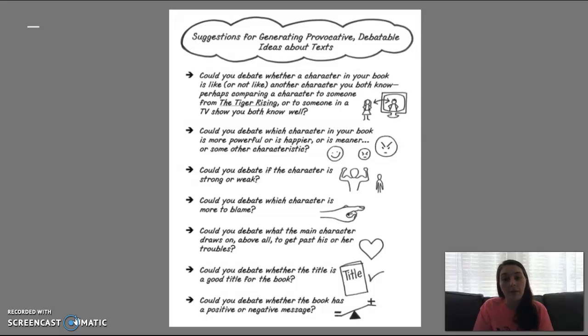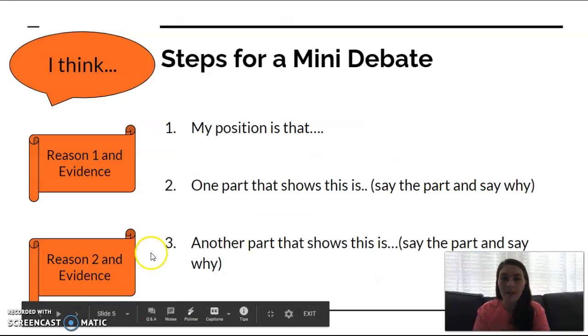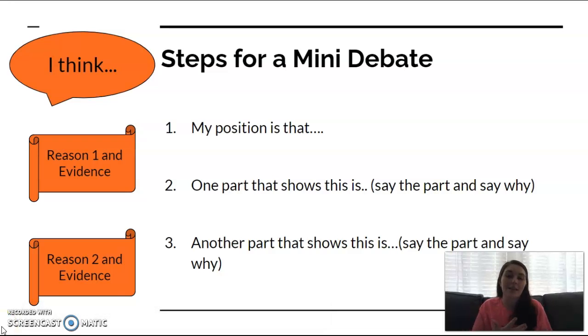You could have a debate about what the main character draws on above all to get past his or her troubles. You could have a debate whether or not the book title is good for the book. You could have a debate on whether the book has a positive or negative message. Okay, so these are all things that we might be practicing in the future to generate different debatable ideas about a text.